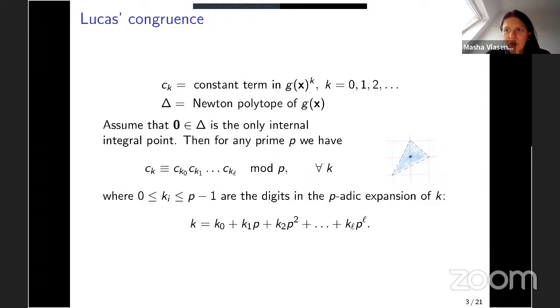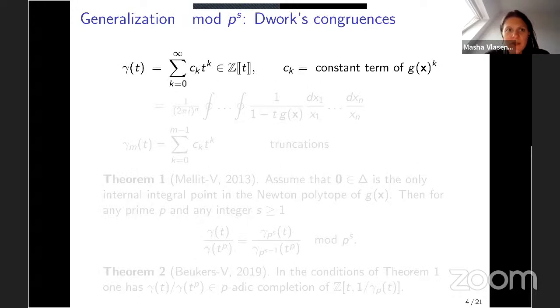Next, let me show you a generalization of Lucas congruence modulo p^s for various s. This is called Dwork's congruence. Let gamma of t be the generating series of the sequence of constant terms. Note that this sequence can be written as the following integral. Here we expand 1 over 1 minus t g as a geometric series, the sum of t^k g^k, and then apply Cauchy's theorem and get the sum of c_k t^k.